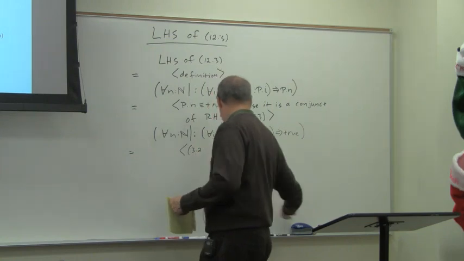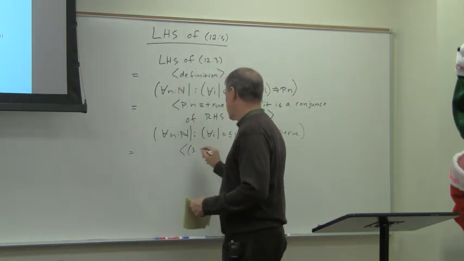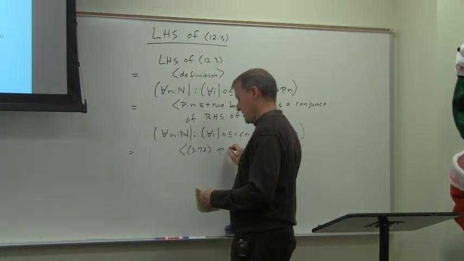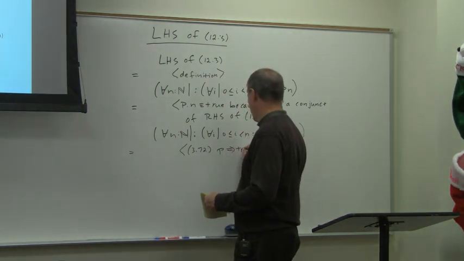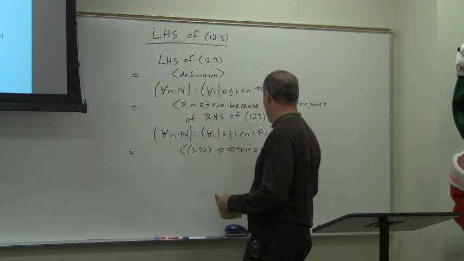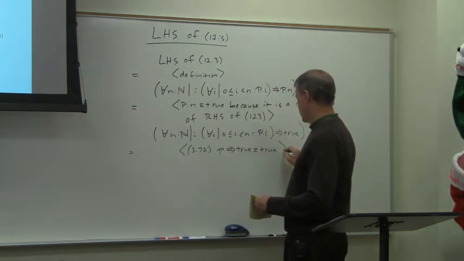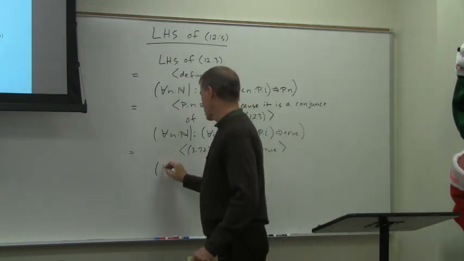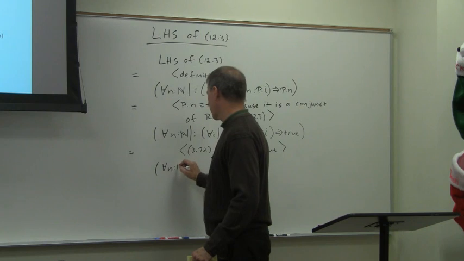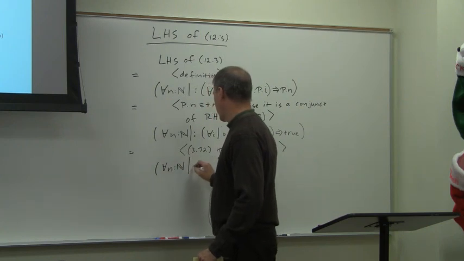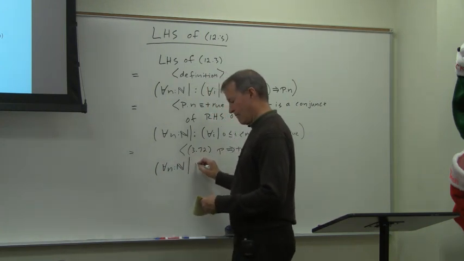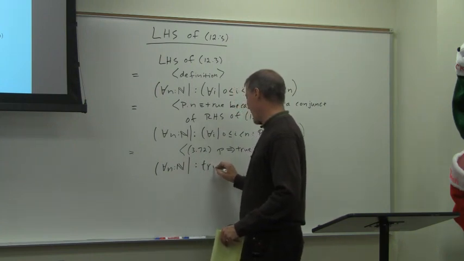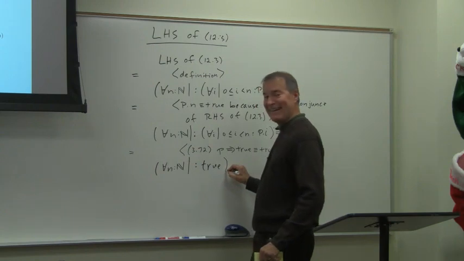So 3.72 says P implies true, equivales true, right? So this implies true must be what? True, right? So we have for all n of type natural number, range true, body true. Boom, boom. Done.